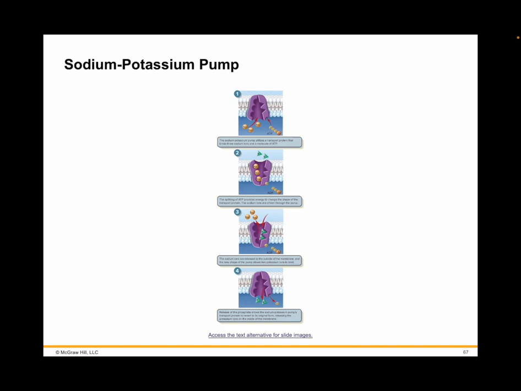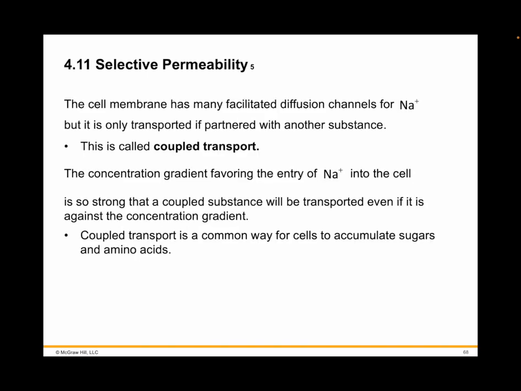There will be 3 sodium ions pumped out of the cell and 2 potassium ions pumped into the cell using energy in the form of ATP.